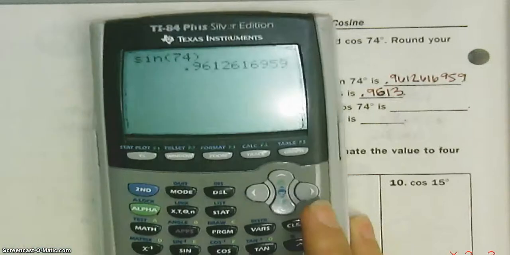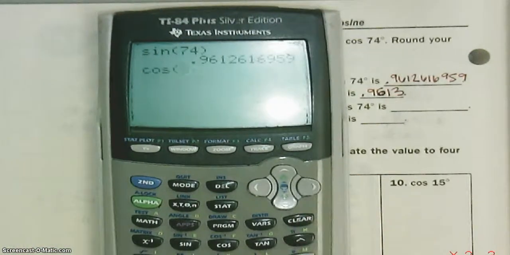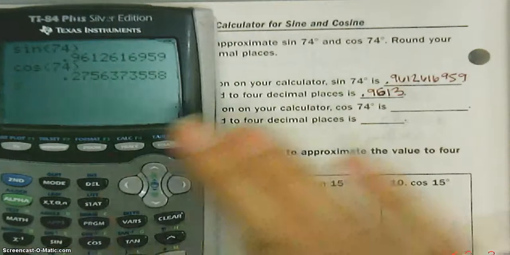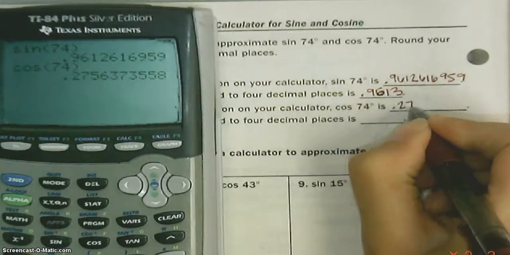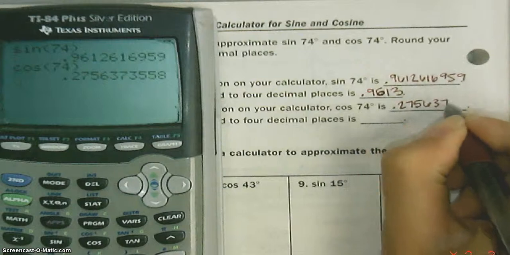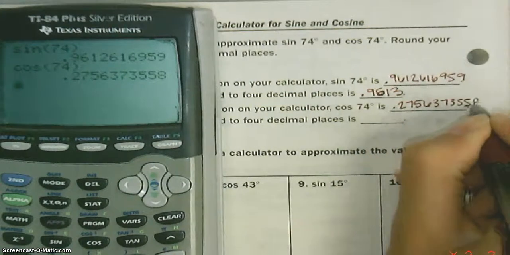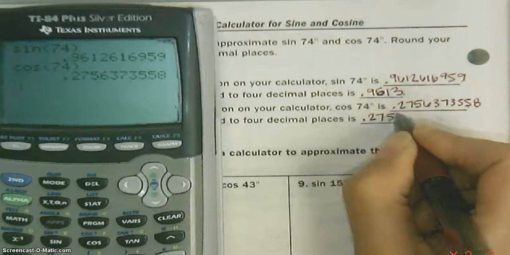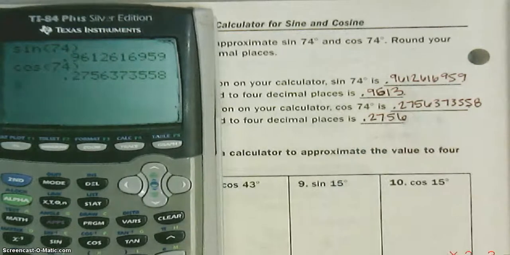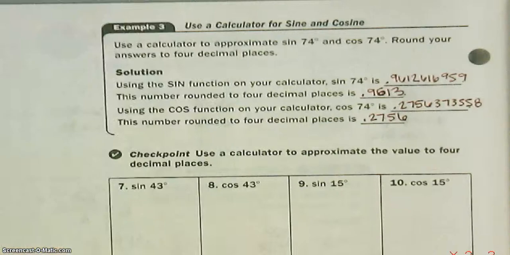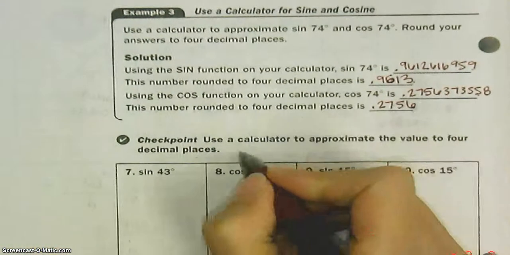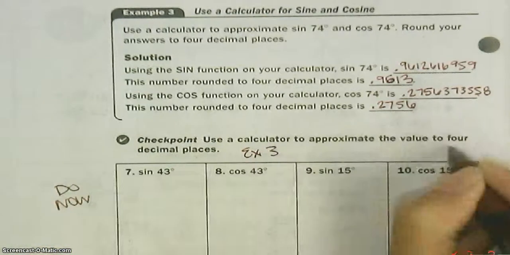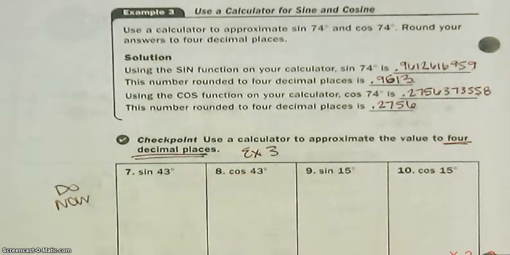Cosine of 74. You press cosine 74, enter. Also quite a decimal. And that stays. That 3 is going to keep that 6 the same. So you're going to do this now. All you have to do is use your calculator. This is like example 3. Do now, and we want 4 decimal places.